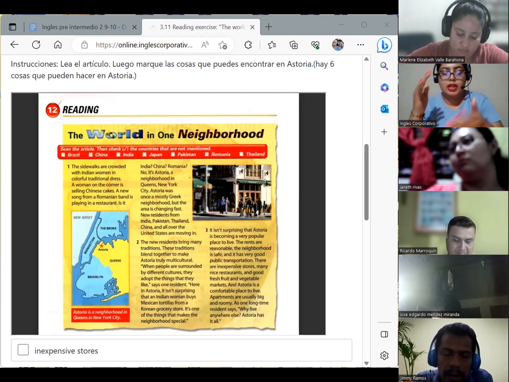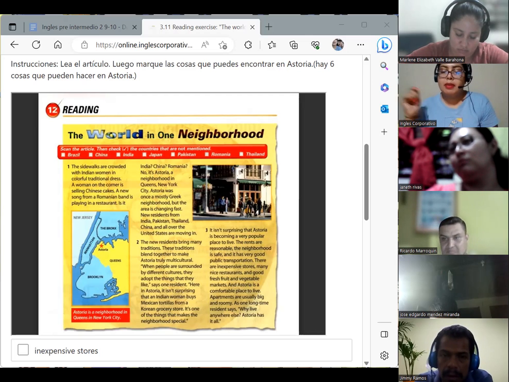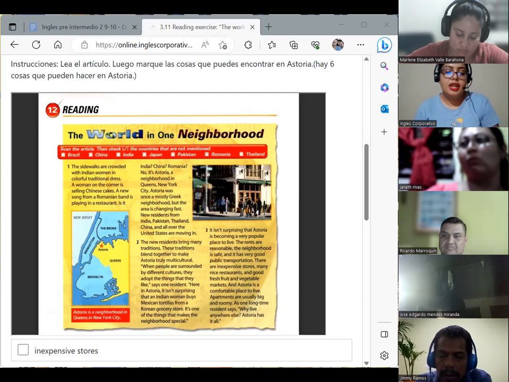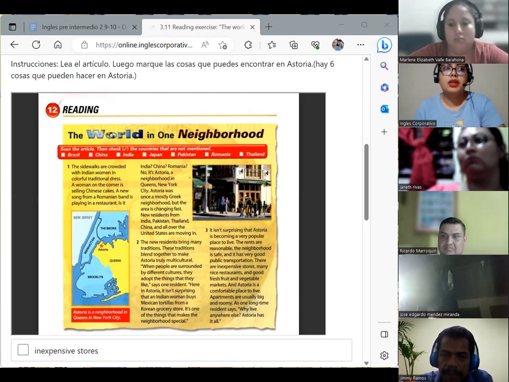Luego, cuando ya salía de las clases, me iba con mi diccionario. Yo andaba un diccionario bien grandote. Y me iba y empezaba a buscar palabra por palabra, hasta encontrar todos los significados. Y así empecé a leer libros. Me fui acostumbrando a leer libros en inglés porque es difícil. Las primeras veces es difícil porque no estamos tan acostumbrados a todo ese vocabulario.